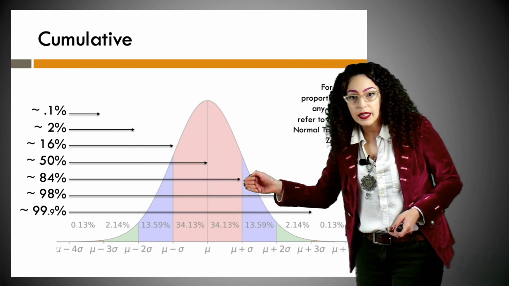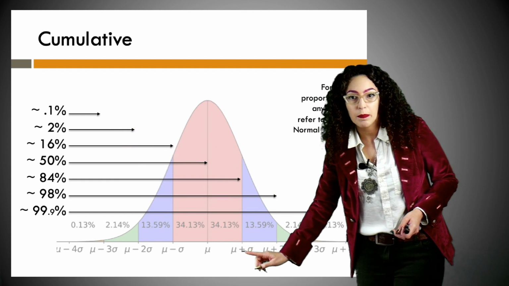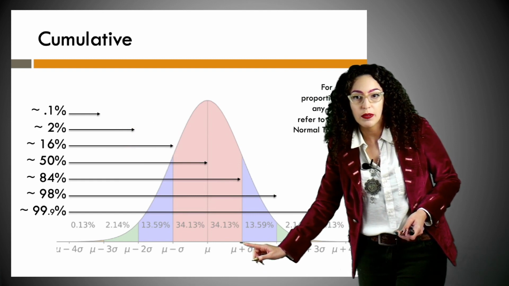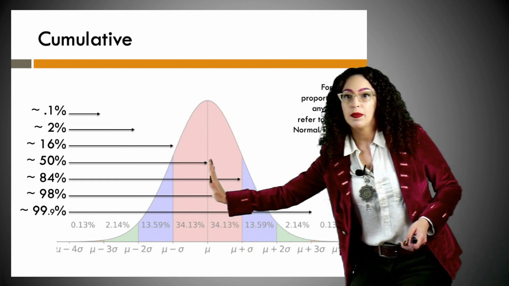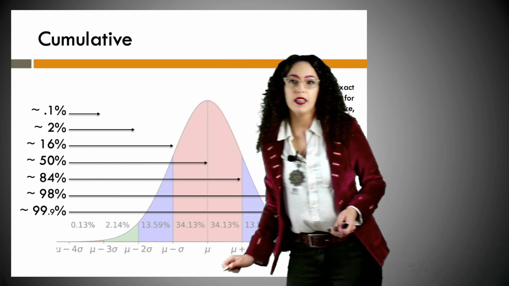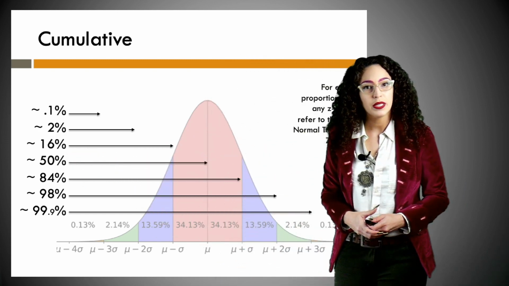See where I'm getting that? I would look for right here, a positive 1 z-score, that would be right here, and I would just add up all these values down here, and it would be about 84%.